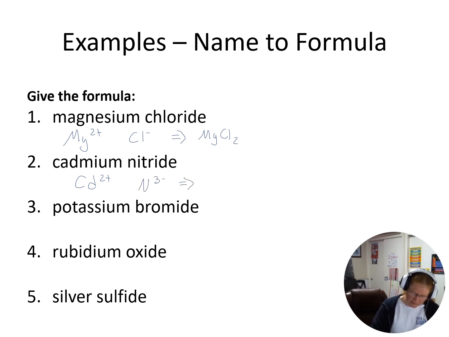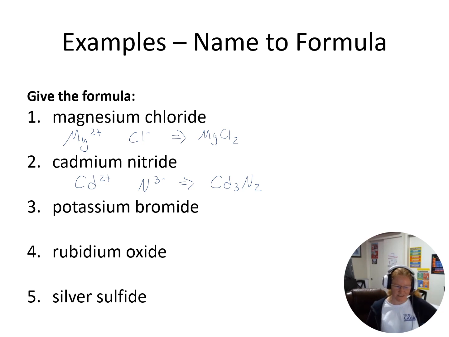Okay, cadmium, fixed charge at +2, nitride, -3. To do our charge balance, we're going to need a +6 and a -6, so that's 3 cadmiums and 2 nitrides, so Cd3N2. Okay, so same thing. Pause the video, take a moment, try these other 3, and then unpause.